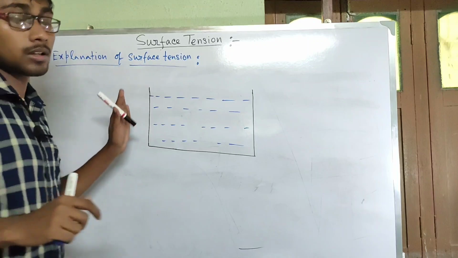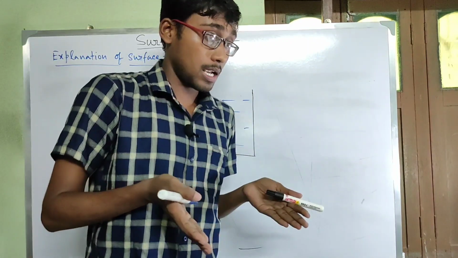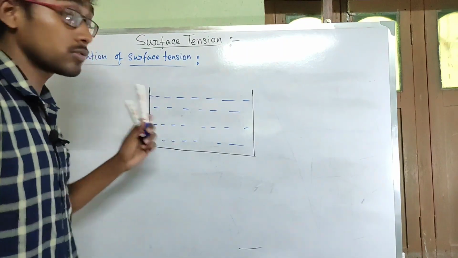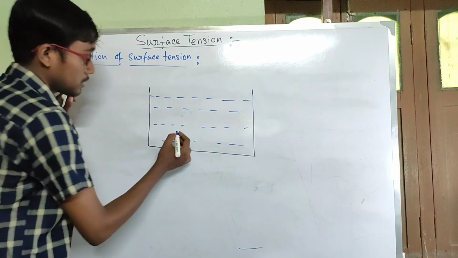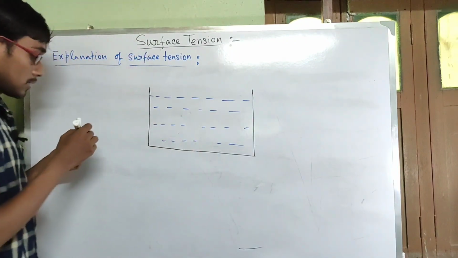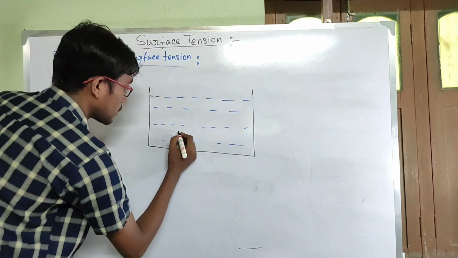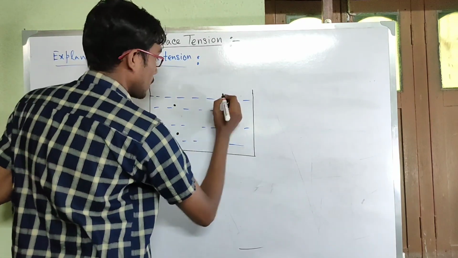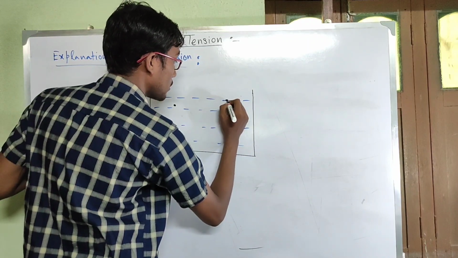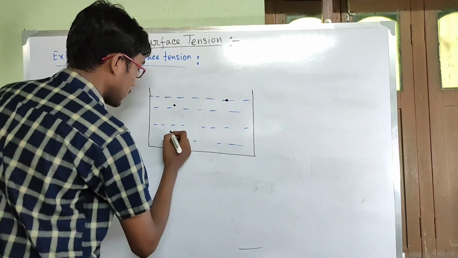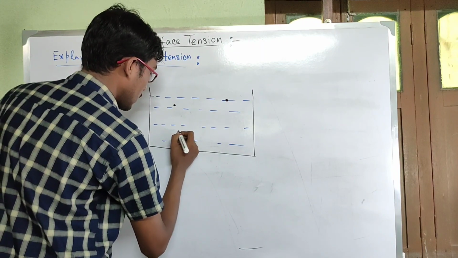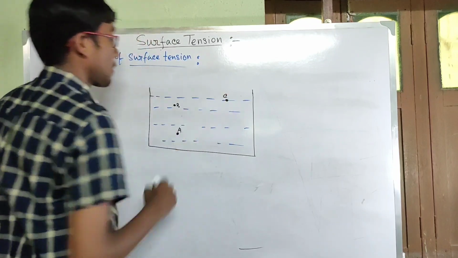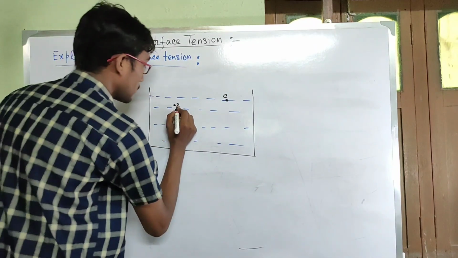In order to understand the force or tension acting on the surface of the liquid, we choose three molecules, one here, another here and another here, designated by A, B and C.